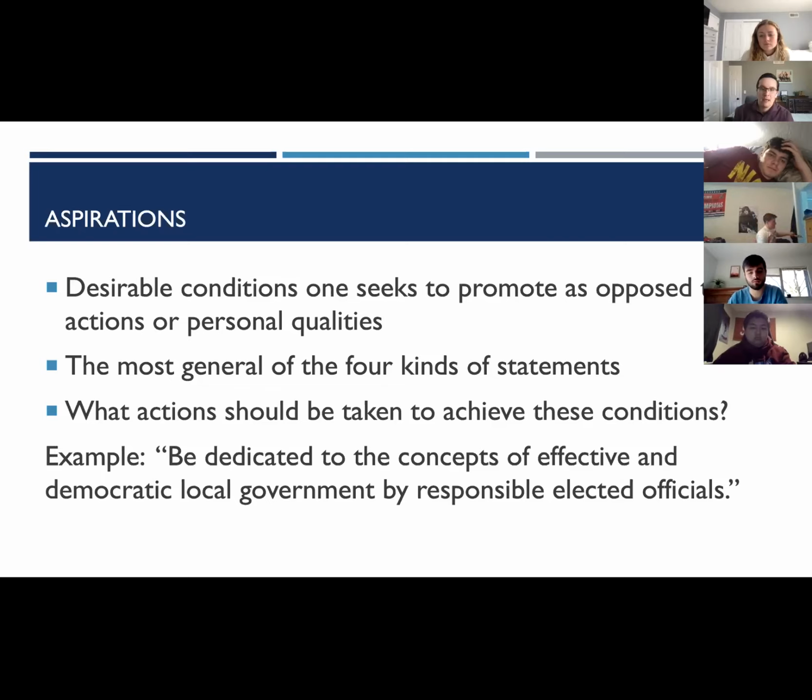An example of this: be dedicated to the concepts of effective and democratic local government by responsible elected officials. You can see this doesn't say anything about specific action. I can't read that and determine what I'm supposed to do on a day-to-day basis. But you can see how they're making an aspirational statement about the field of local government, right? They want to be dedicated as a field to the concepts of effectiveness and democracy. Okay, so we have these four different kinds of statements. All of them play different and important roles in setting the professional code for the field.